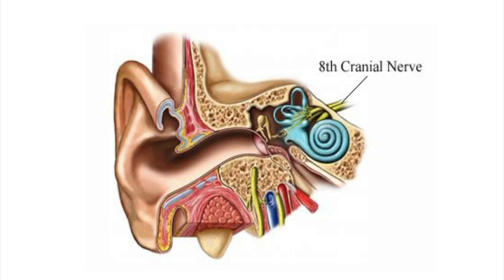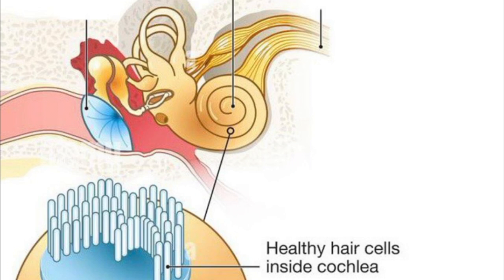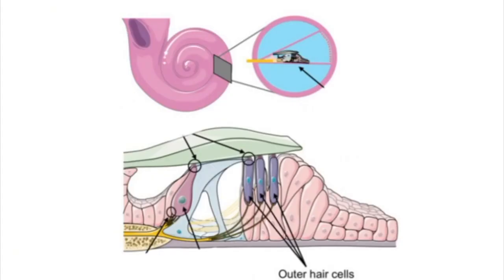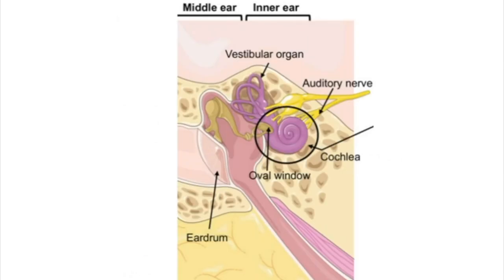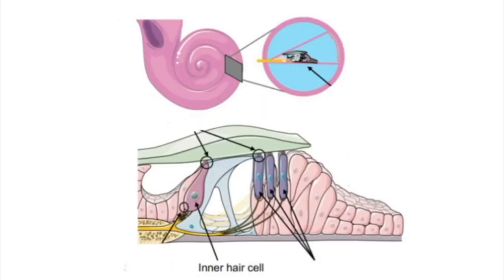The cochlea contains thousands of tiny hair cells which vibrate in response to sound. The outer hair cells of the cochlea help amplify the sound vibrations coming in, which travel from the middle ear to the inner ear. The inner hair cells convert these vibrations into electrical signals, which are carried to the brain by the auditory nerve. This is how the brain can interpret and give meaning to sounds.